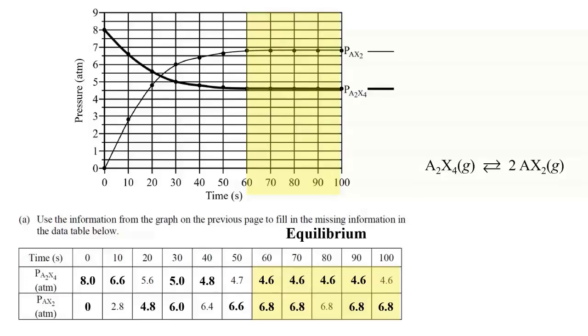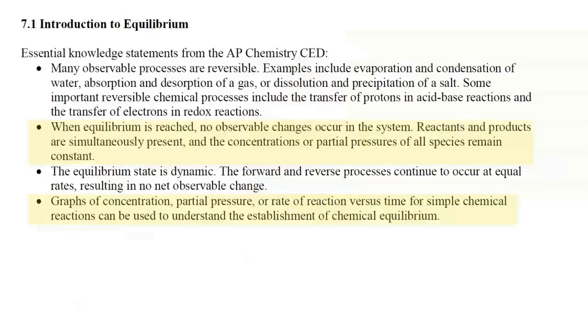So let me remind you of a couple of the essential knowledge statements. This first one that I have highlighted on this slide says, when equilibrium is reached, no observable changes occur in the system. Reactants and products are simultaneously present, and the concentrations or partial pressures of all species remain constant.